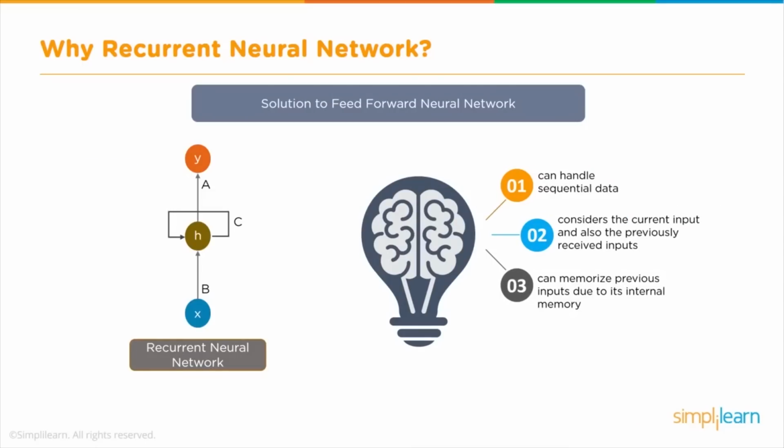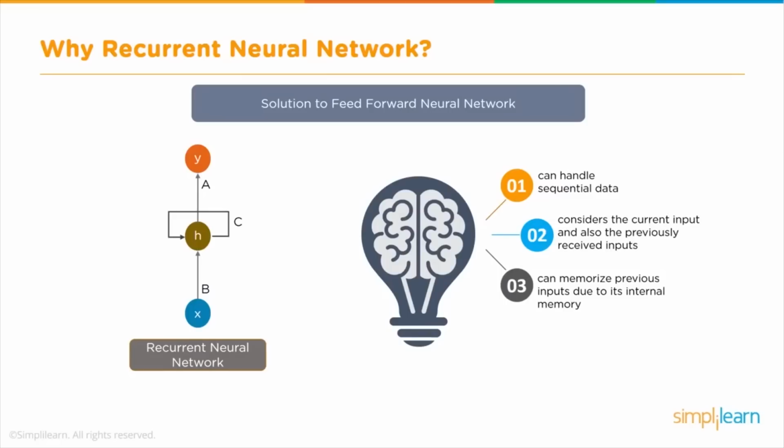Solution to feed forward neural network. You'll see here where it says recurrent neural network, and we have our X on the bottom going to H, going to Y. That's your feed forward. But right in the middle it has a value C, so there's a whole other process. So it's memorizing what's going on in the hidden layers, and the hidden layers, as they produce data, feed into the next one. So your hidden layer might have an output that goes off to Y, but that output goes back into the next prediction coming in. What this does is this allows it to handle sequential data. It considers the current input and also the previously received inputs.